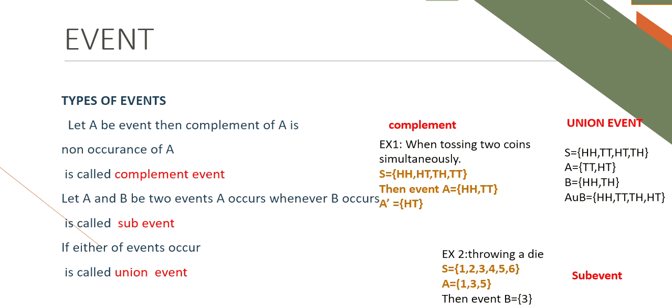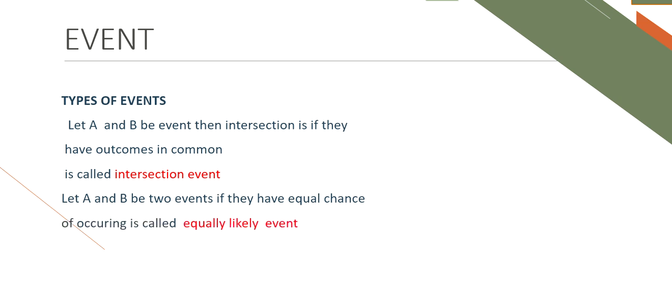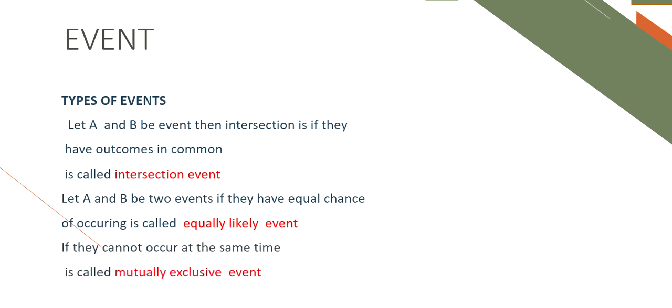So next, continuing with the types of events, we still have one more event, that is an intersection event. What is intersection? If the outcomes are in common. So two events A and B occur, and out of that anything in common, that we call an intersection event. Next, if we have events A and B and they both have an equal chance of occurring, then they are called equally likely events. If they cannot occur at the same time together, then we call it mutually exclusive.